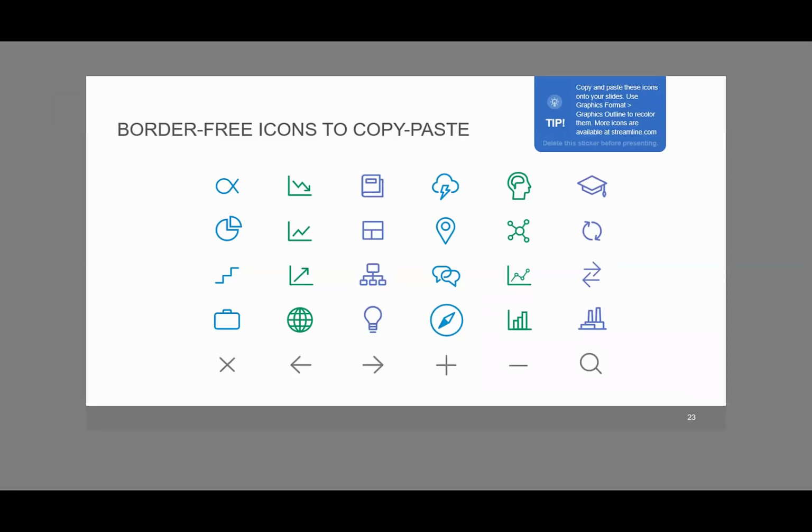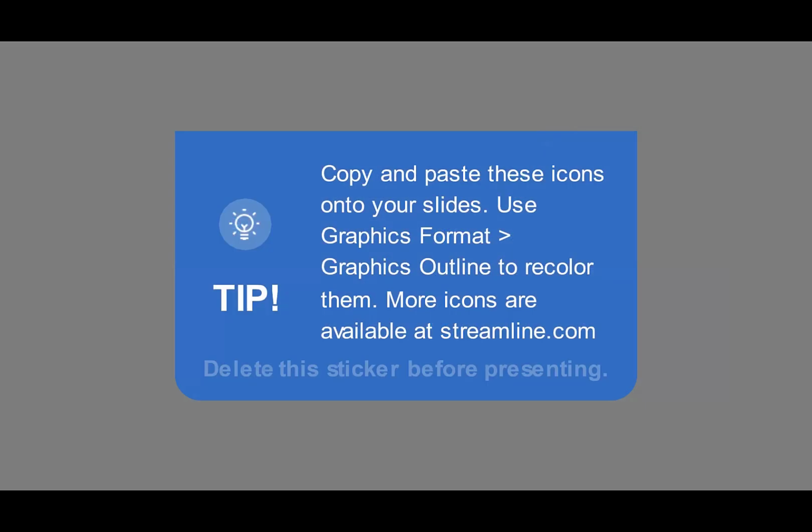Now here we added a sticker on the slide with a few tips for using icons. The sticker is just a shape, an icon, and a text box all grouped together. And here it is a little larger so you can see it better and read the text. We also added a reminder on this one to remind the users to remove the sticker before they present.